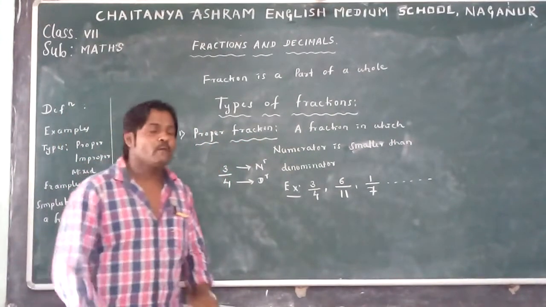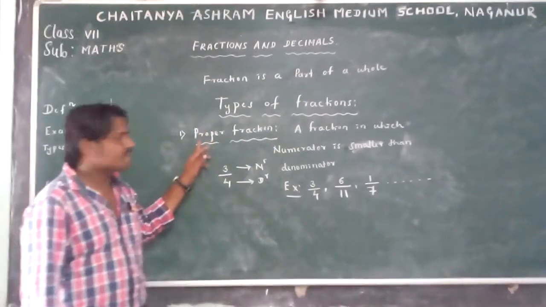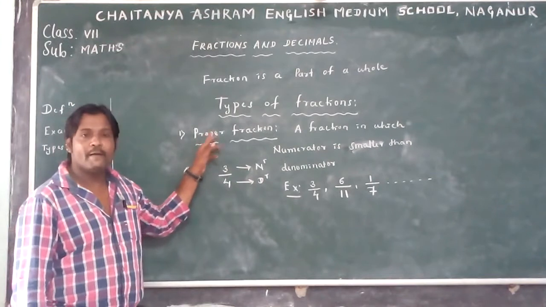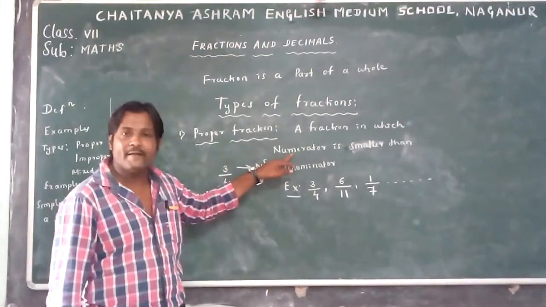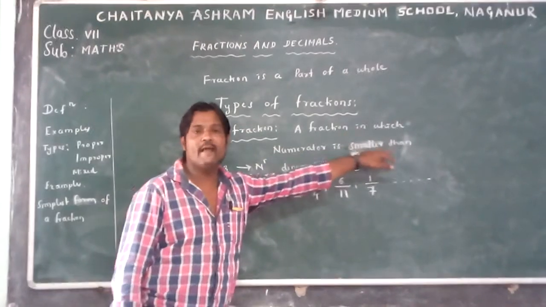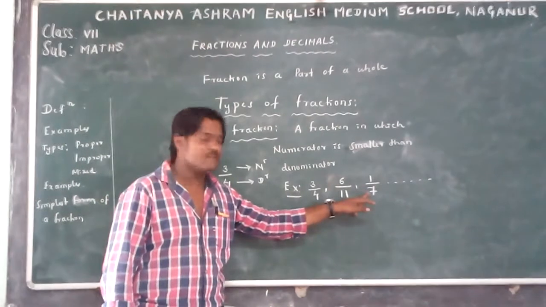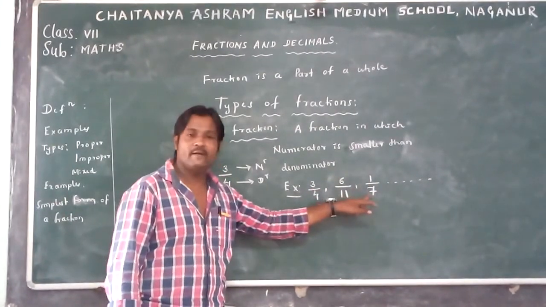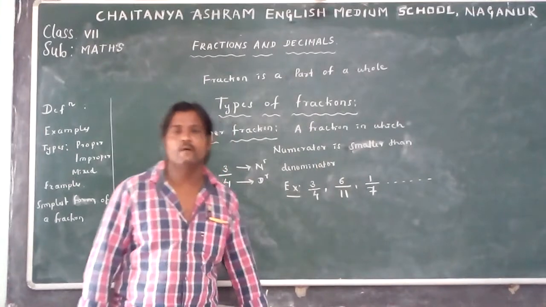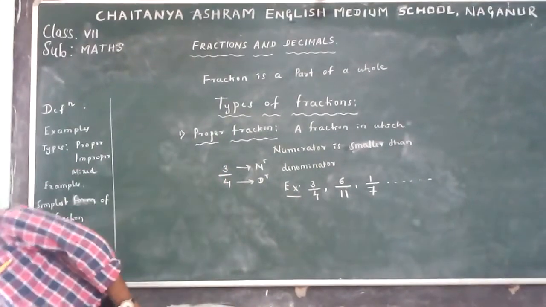So what we are learning? We are learning types of fractions. So the first type of fraction is proper fraction, a fraction in which numerator is smaller than the denominator. Observe the three fractions, numerators are smaller than the denominator. Such fractions are called proper fractions.